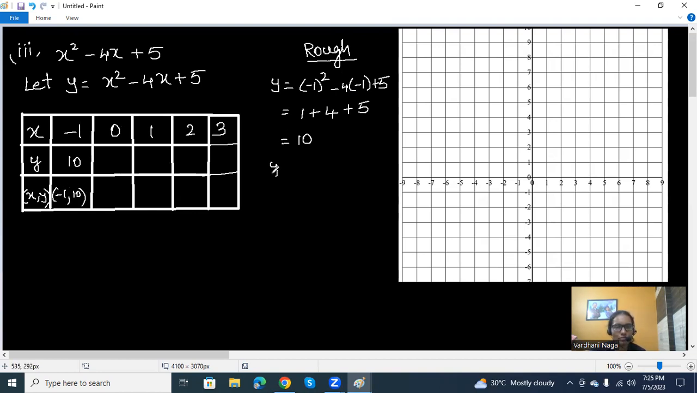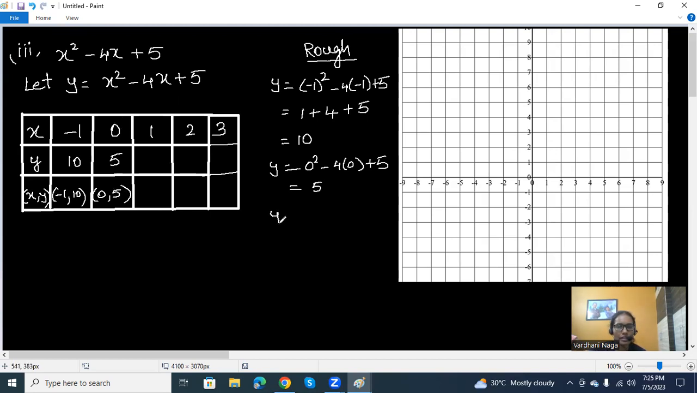Next put 0 instead of x. So 0 square minus 4 times 0 plus 5. 0 into something is 0. 0 square is also 0. So your answer is simply 5. So the ordered pair is 0 comma 5, 0 on x-axis, 5 on y-axis.